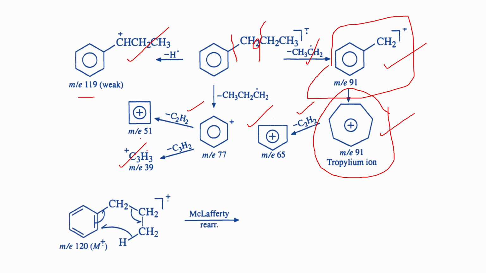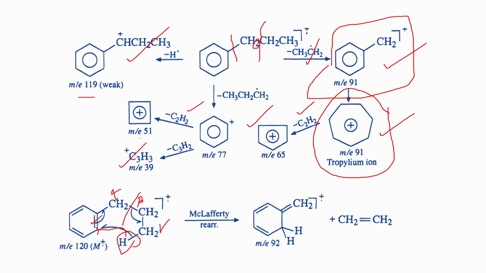Another important possibility for substituted benzene is McLafferty rearrangement. Here, the gamma hydrogen atom with respect to this carbon-carbon double bond, it is alpha, beta, gamma, so here is a gamma hydrogen atom. It is abstracted by this unsaturated carbon atom along with the beta cleavage, forming a neutral molecule ethene along with the McLafferty rearrangement ion, the radical cation with the m/z value 92. It is another prominent peak in the case of substituted benzene.